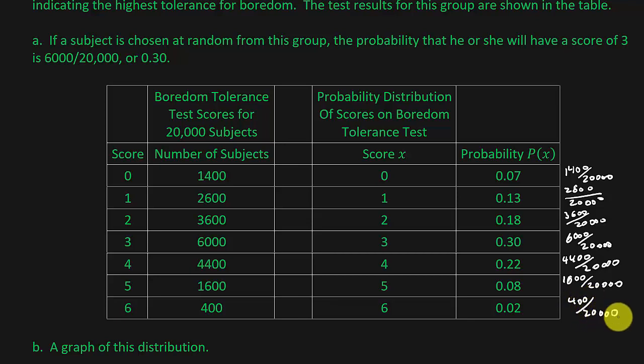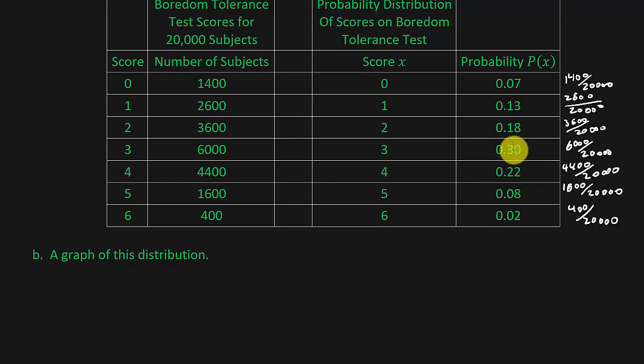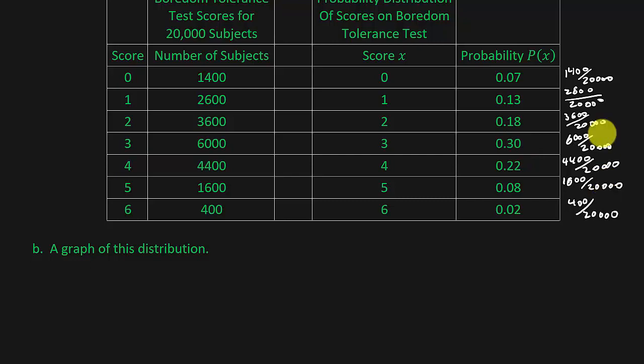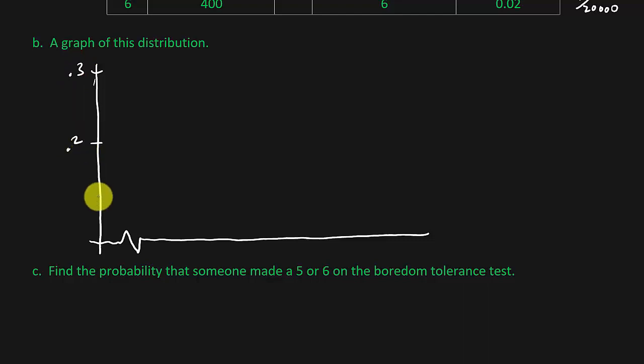Okay, and then we can also look at a graph of this. If we were looking at the graph, we can see that the largest value is 0.3. So let's do 0.3 here, and then I guess we can do 0.2, and then 0.1 right here. And for the horizontal axis, we would have 0, 1, 2, 3, 4, 5, and 6.